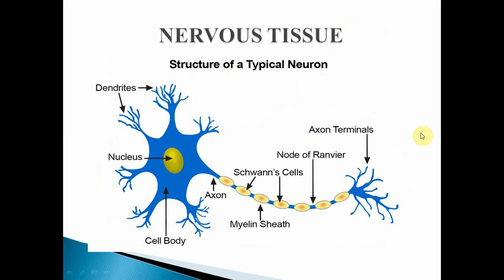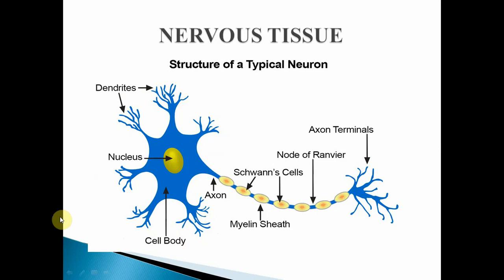Next we come to the nervous tissue. Nervous tissue is made up of a cell called a nerve cell, or neuron. Here in the picture you see the structure of a typical neuron. A neuron has two parts. The upper circular part of the neuron is called the cell body, or we also call it cyton, or soma.